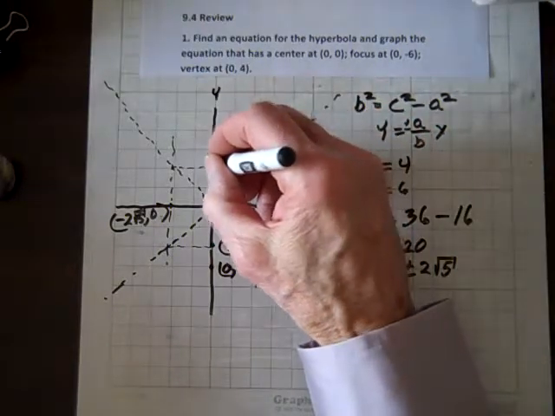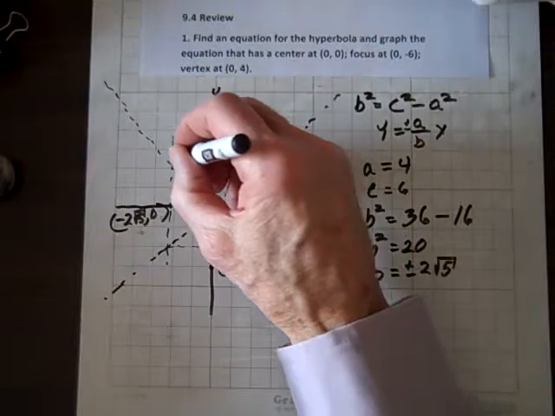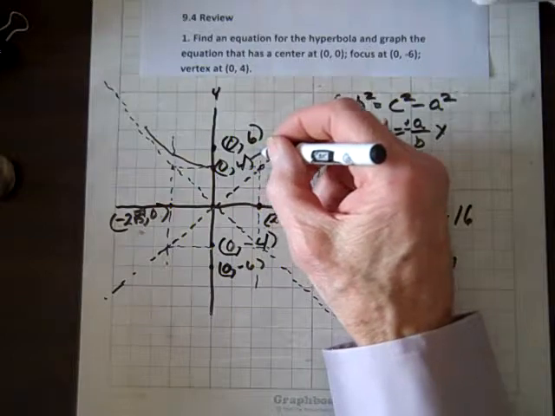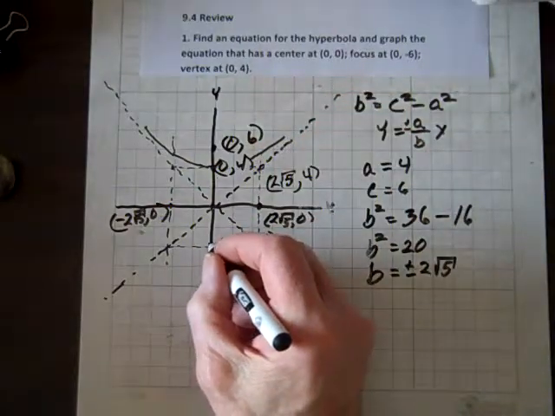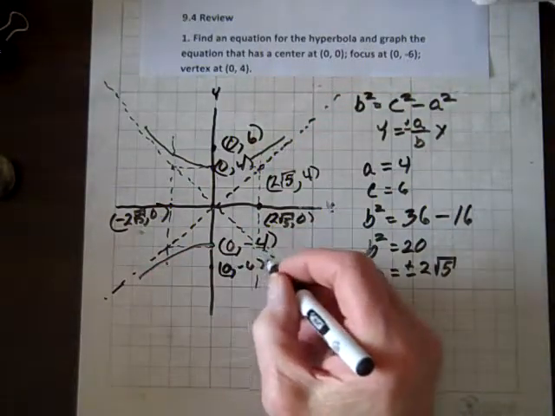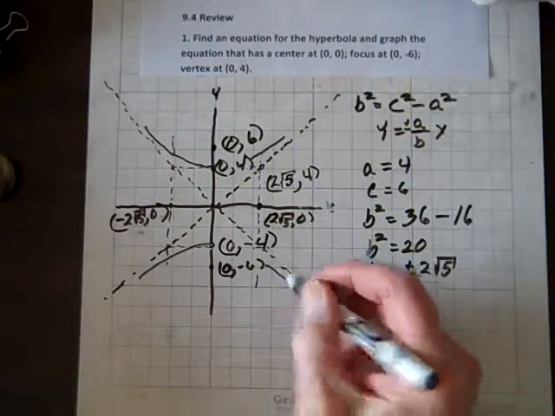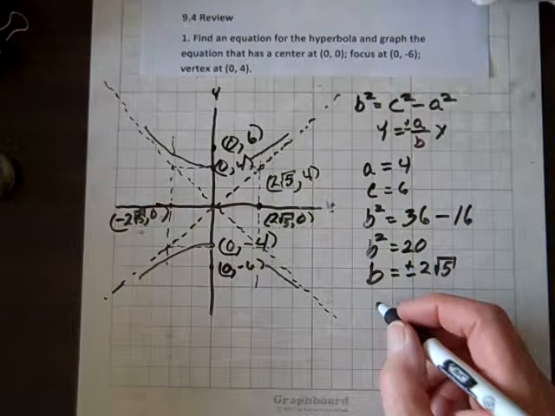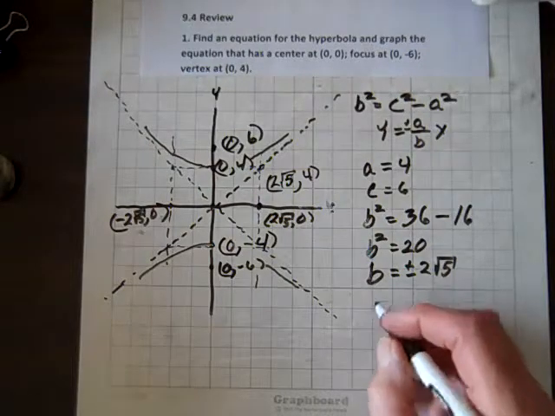Now our vertex is at 0, 4, and it's going to curve and just approach that asymptote. This one's going to do the same thing. This one's going to do the same thing. And we've got it going over here. So now we've drawn our hyperbola. We need to come up with the equation of this hyperbola.